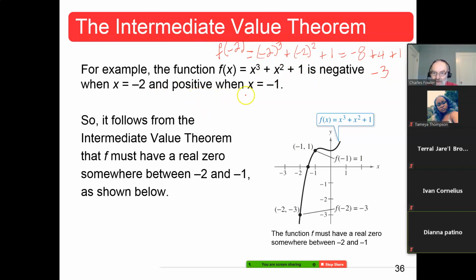Well, let's come up 1 to where x is negative 1. So f of negative 1 would be negative 1 cubed plus negative 1 squared plus 1. Negative 1 cubed, sure enough, is negative 1, plus negative 1 squared is just 1, plus 1. Well, what's that equal to? Minus 1 plus 1 is 0. This is equal to 1.